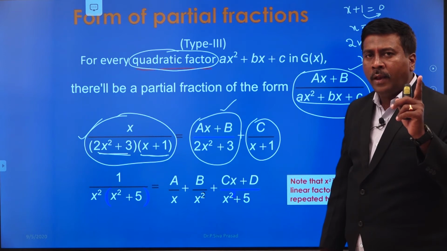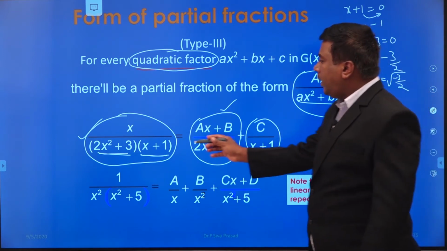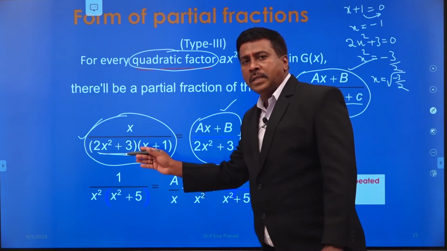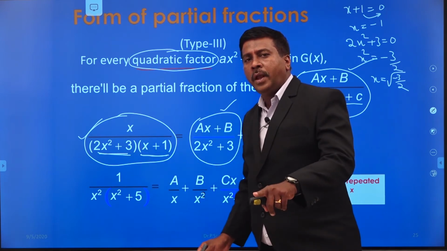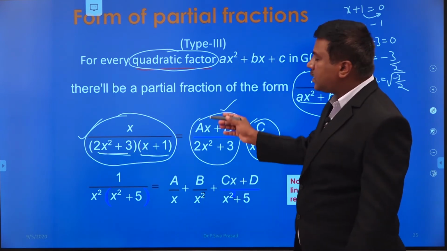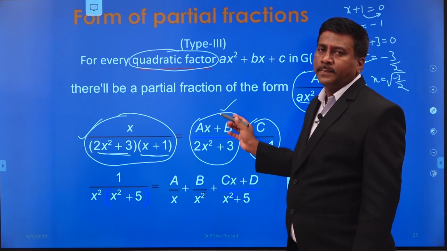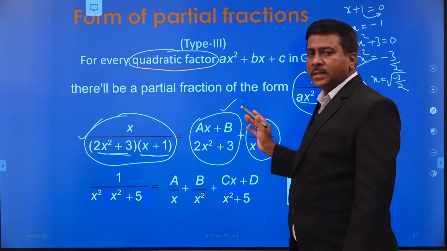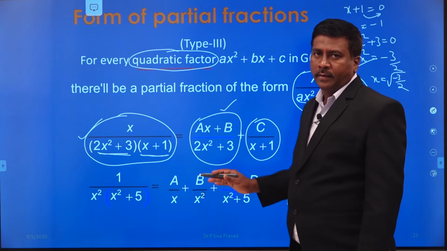What we did in type 1: in g of x, if all are linear factors and also non-repeated, then we have to consider the partial fraction of the form a by x plus a plus b by x plus b plus c by x plus c. Likewise you have to consider.